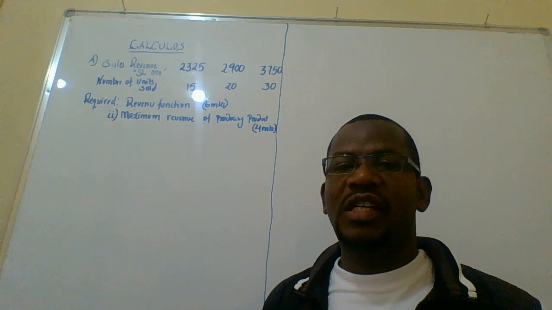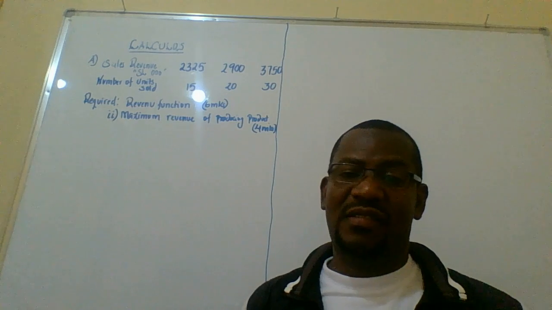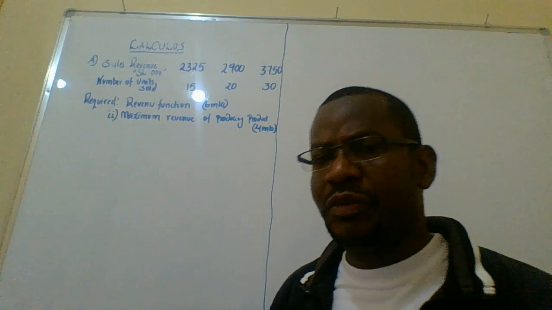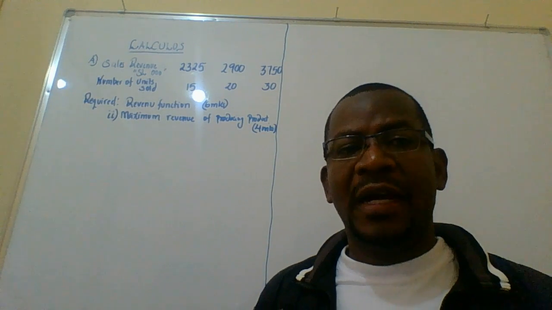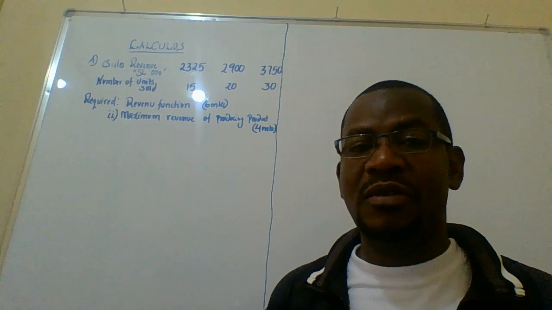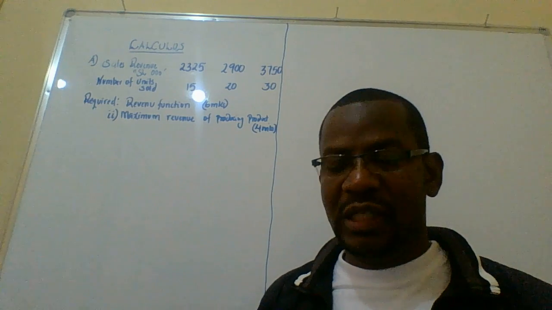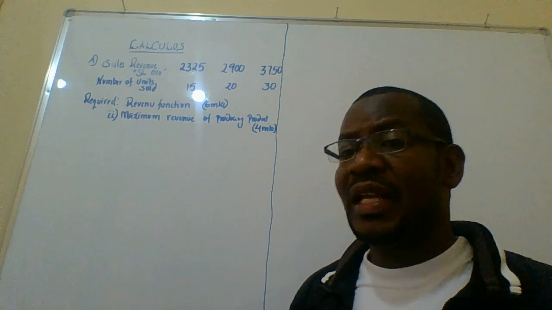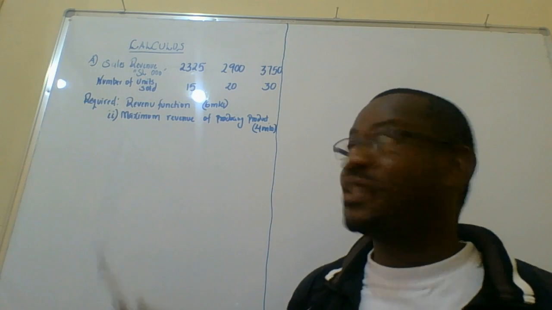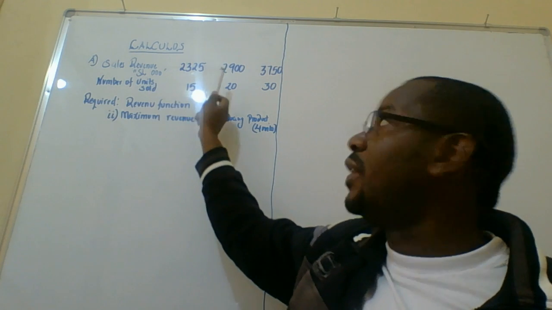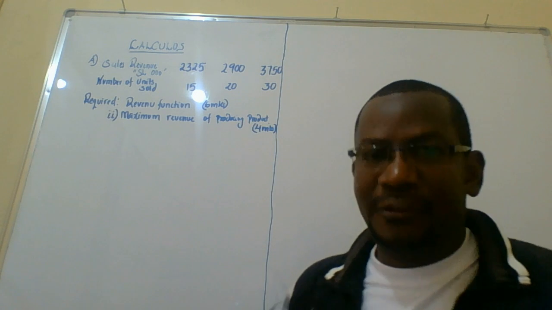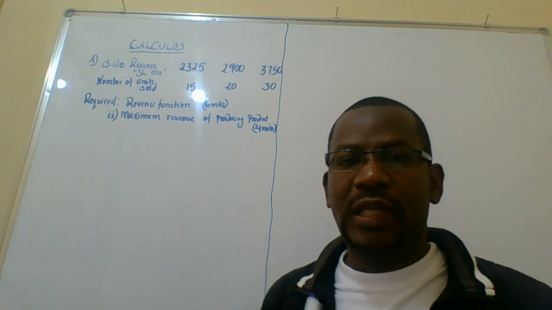Calculus is a common area which is being asked, and we must be in a position to answer these questions. They're not hard. Now you can be given, as shown on the board, sales revenue in shillings, in amounts of millions. So we have 23.25 as sales revenue in shillings, then 29, then 37.50. This is sales in shillings.